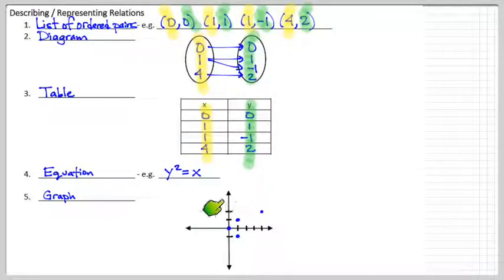Now, I think it's actually critical that we can identify the domain and range from a graph. That's a little harder. The idea here is that for every single point in the relation, we're asking, what is the x value? When we answer that question for every point, we have the domain.